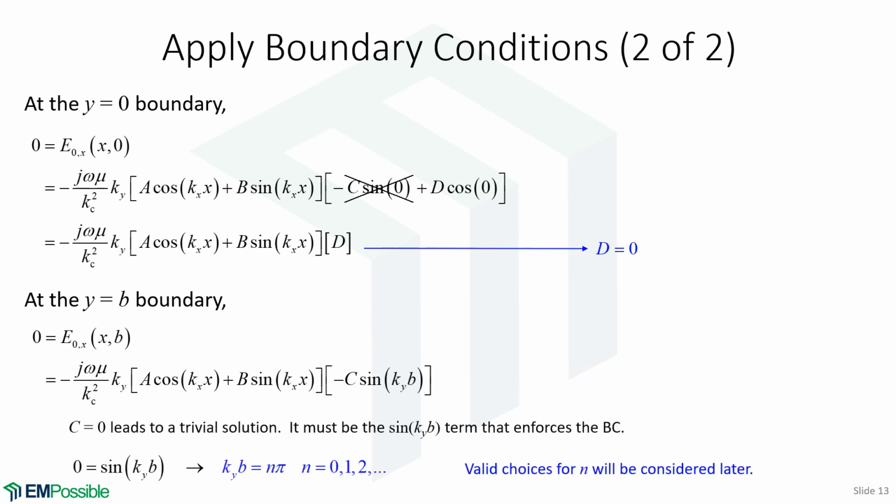So if we set the sine term to 0, its argument could be any integer multiple of pi. So k_y b has to be any integer multiple of pi. Now here I'm using n to be the integer instead of m like on the previous slide. And for now, we will let n be 0, 1, 2, 3, and we'll figure out if 0 is valid or not. We'll pick that up later. So this is an origin of multiple modes again. And now we actually have two integers to think about, m and n.